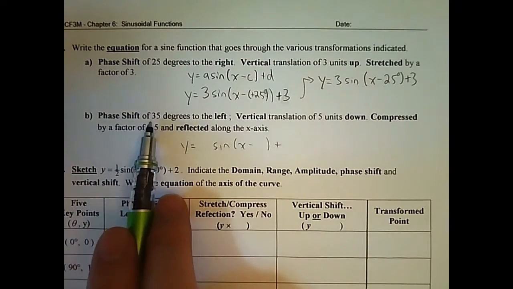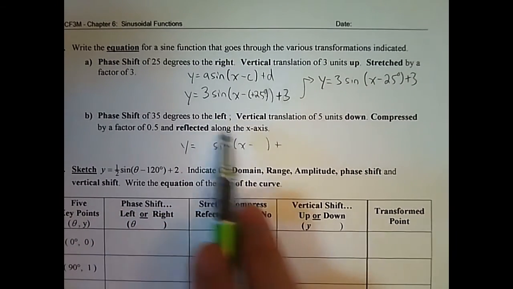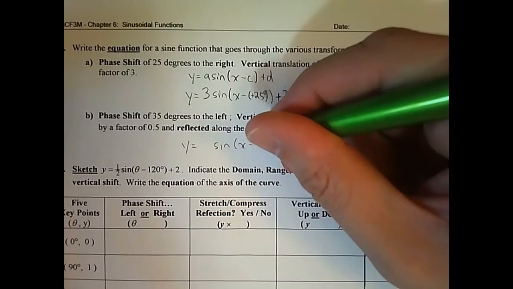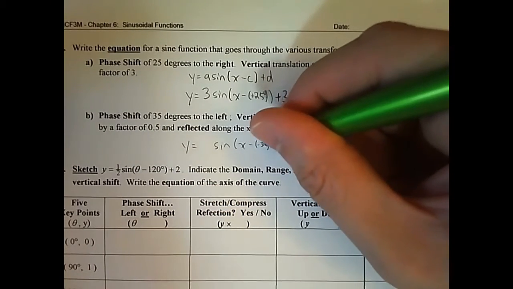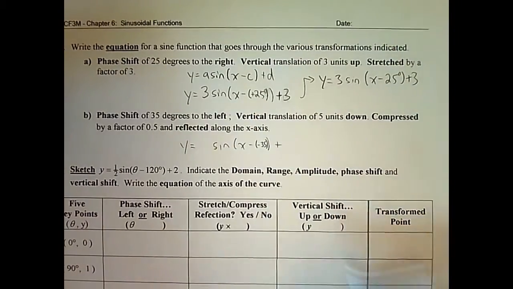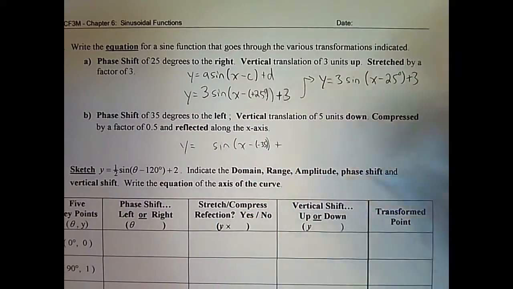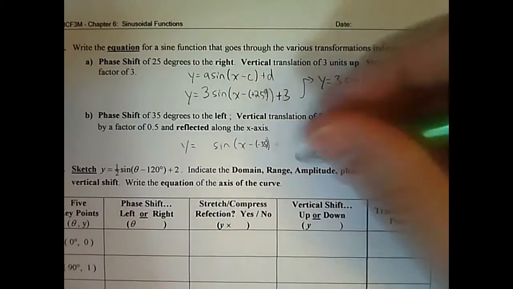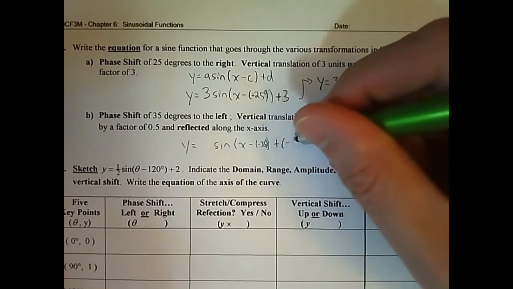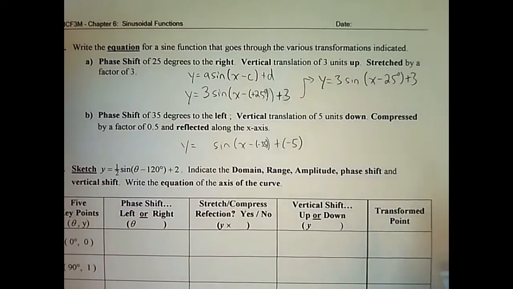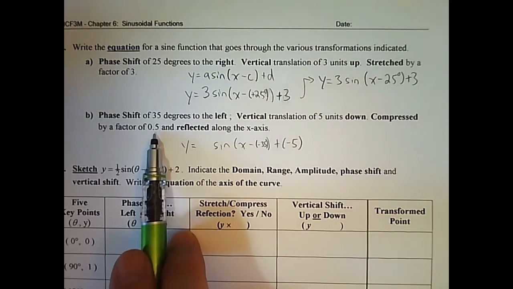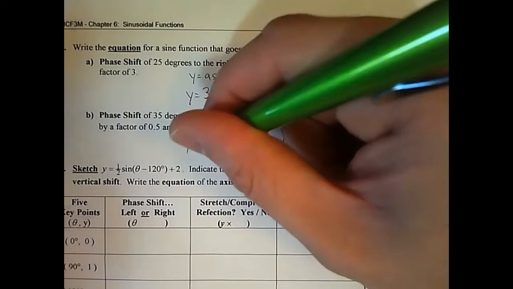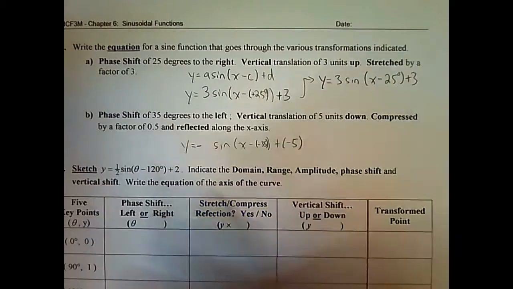We have a phase shift of 35 degrees to the left. So the left means we're going to have a negative value here, which means if I have a negative value in here, it's going to appear like that. A vertical translation, 5 units down. So instead of plus d, it's going to be minus d. Or we can think of it like plus minus 5. And then compressed by a factor of 0.5 and reflected along the x-axis. So reflection means we have to have a negative in the front, and the factor of 0.5.